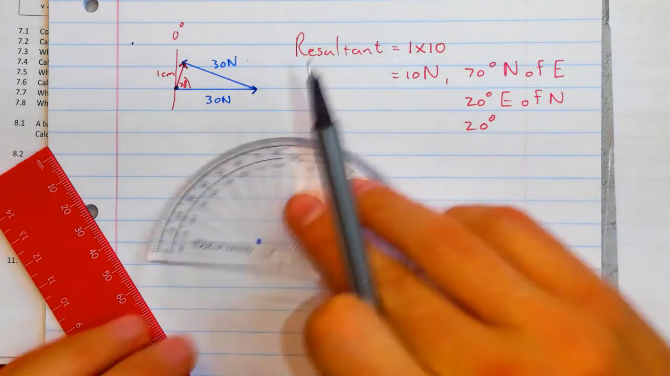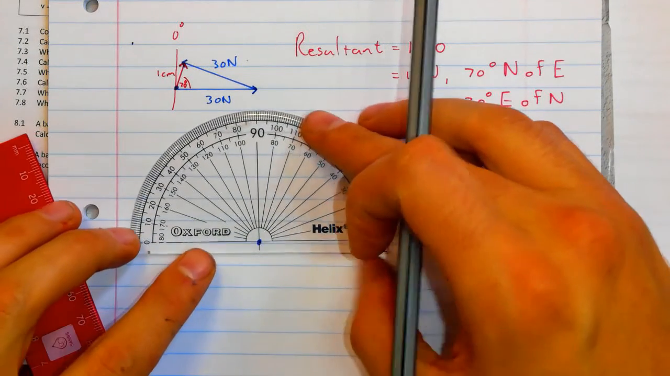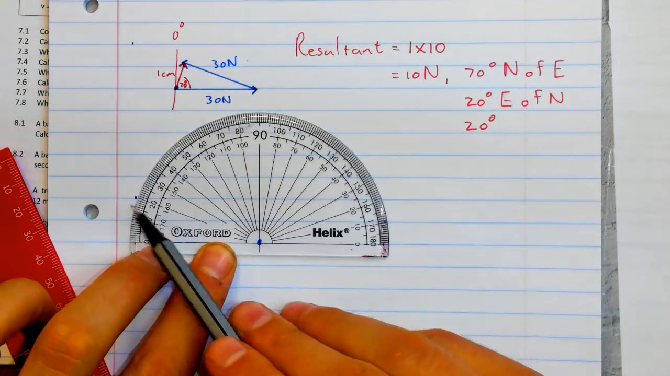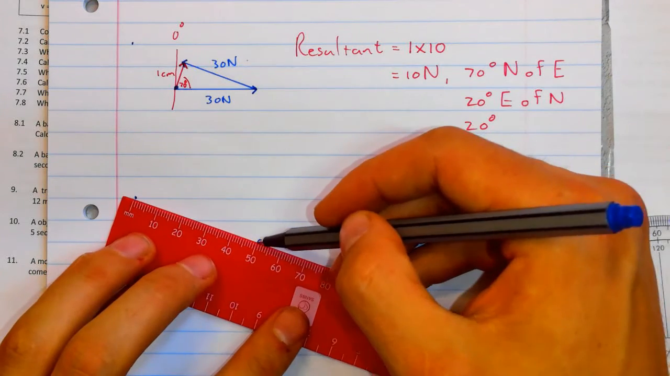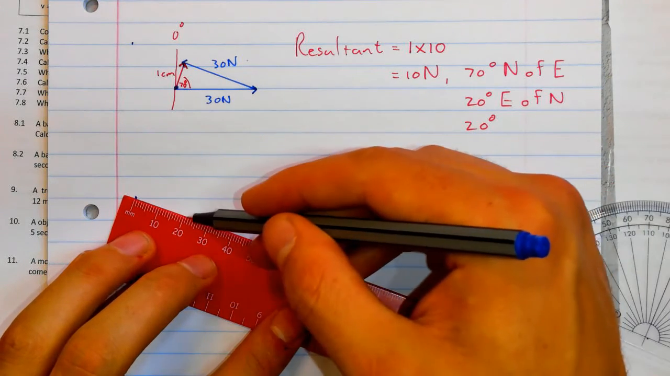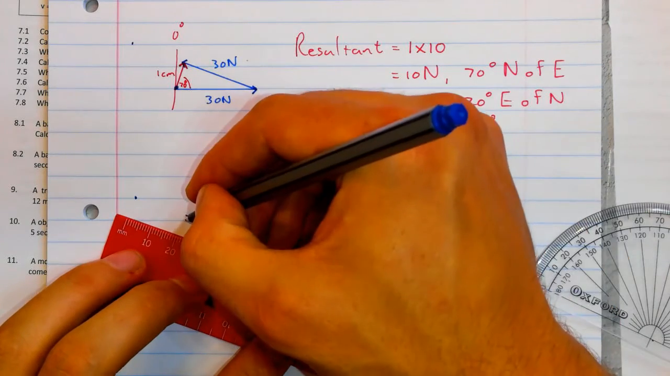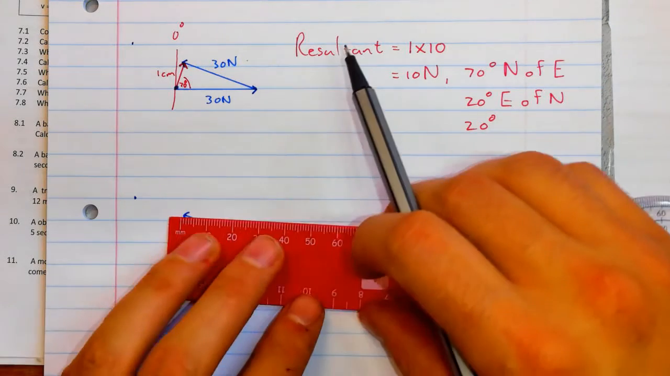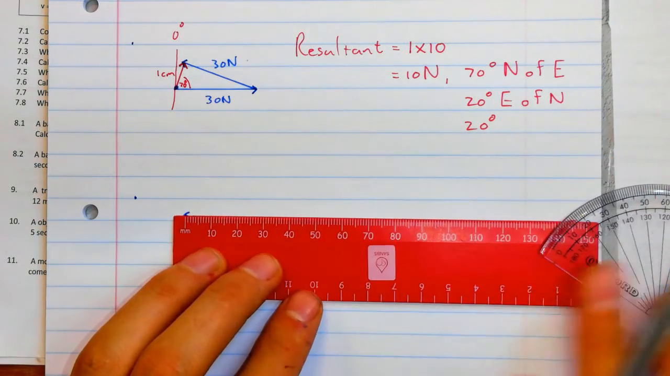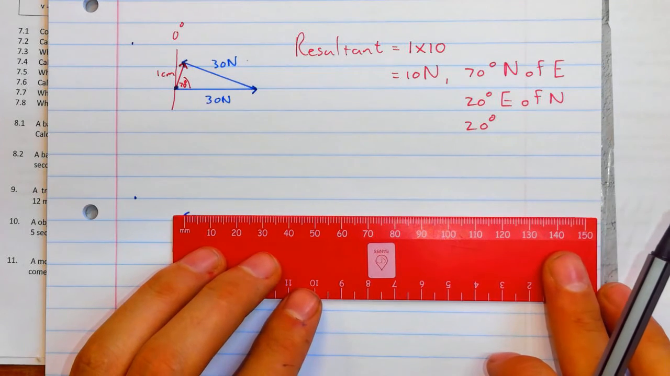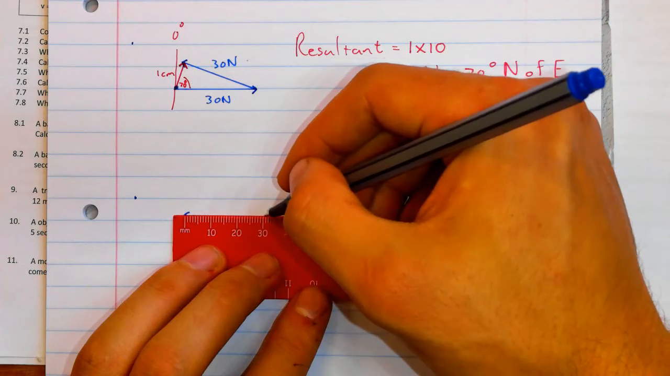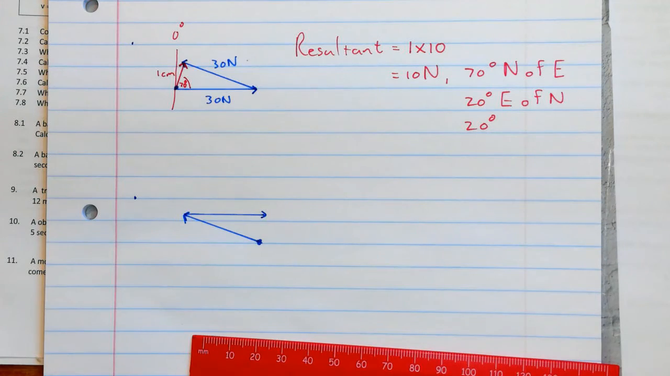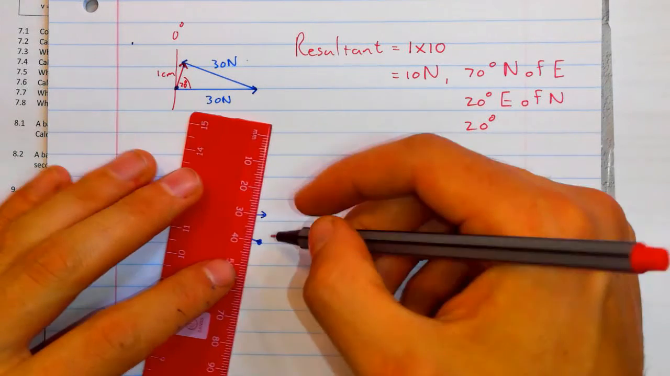So if I take my angled force of 20 degrees being the angle, I measure out 20 right there. I measure out 3 centimeters. Now I simply take the horizontal force and I draw it horizontally, with the tail to the head. So I draw 3 centimeters there to the right, and my resultant force will once again be from the start to the finish.